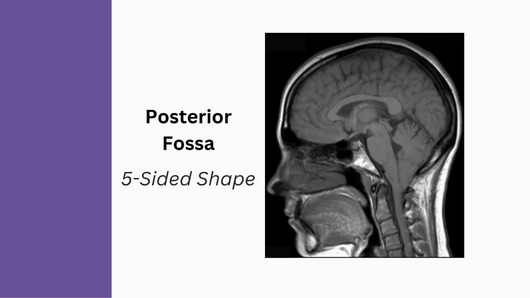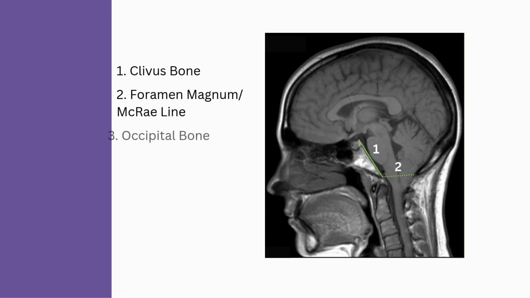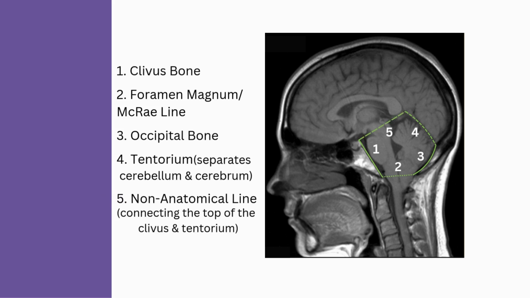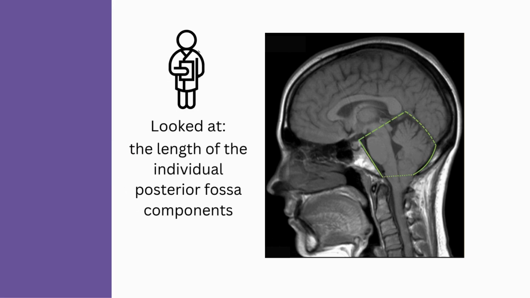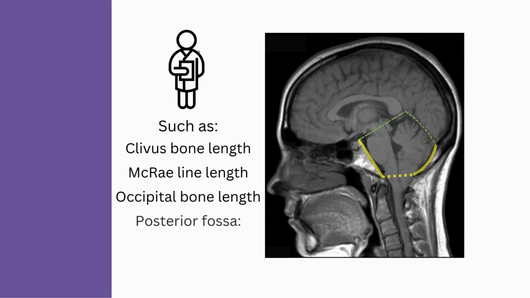If we look at a mid-sagittal MRI, which is essentially the head cut in half from nose to back, the posterior fossa is a 5-sided shape defined by the clivus bone on the left, the foramen magnum or Macrae line at the bottom, the occipital bone on the right, the tentorium, which separates the cerebellum and the cerebrum, across the top, and finally a non-anatomical line connecting the top of the clivus and the tentorium. From this, researchers have looked at the length of the individual posterior fossa components, such as the clivus bone length, Macrae line length, and occipital bone length, and of course the posterior fossa height, width, and area.